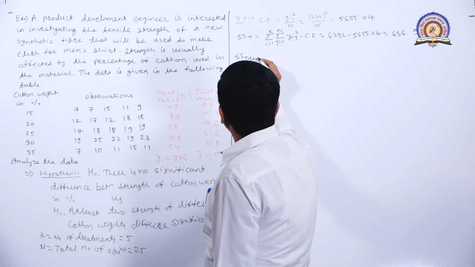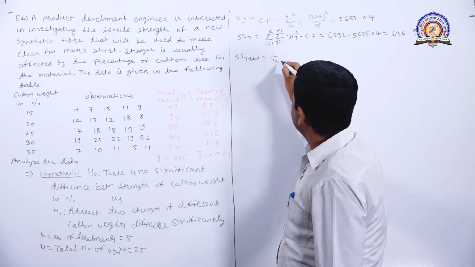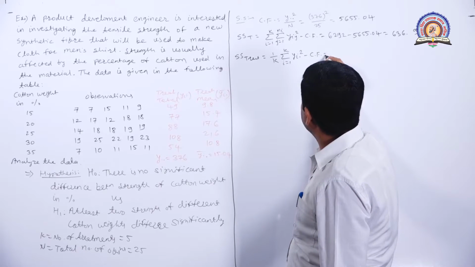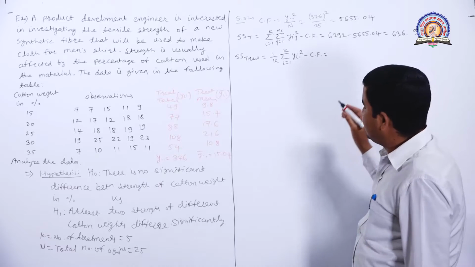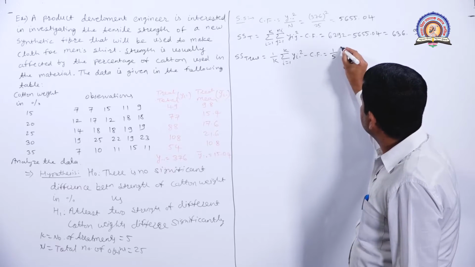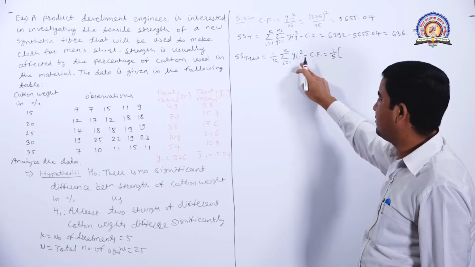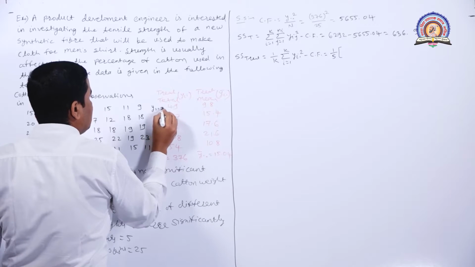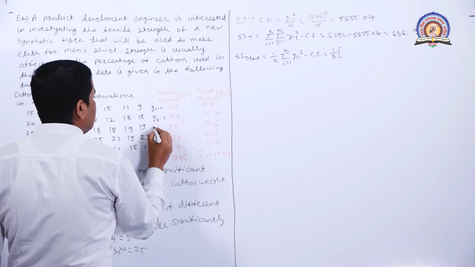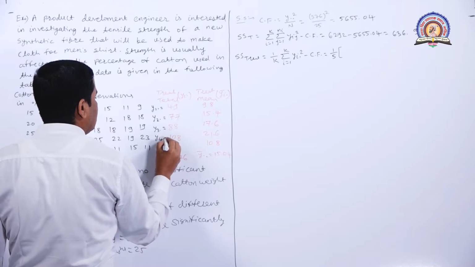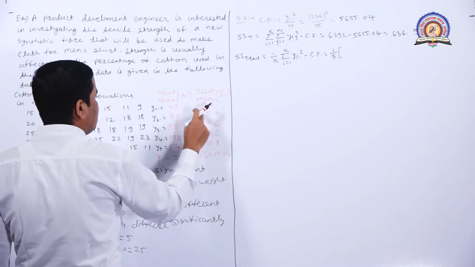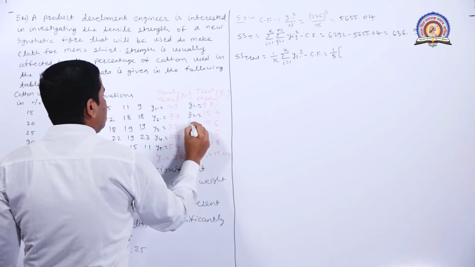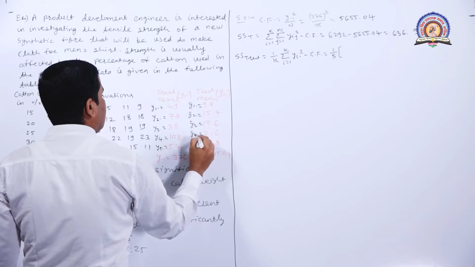Now SS treatment. The formula for SS treatment is 1 upon n, summation i running from 1 to k, yi dot square, minus correction factor. Here k means the number of treatments, and the number of treatments is 5. So this means 1 upon 5 times y1 dot square plus y2 dot square plus up to y5 dot square. This is your y1 dot, this is your y2 dot, this is y3 dot, y4 dot, and this is y5 dot. Similarly, this is y bar 1 dot, y bar 2 dot, y bar 3 dot, y bar 4 dot, and y bar 5 dot.